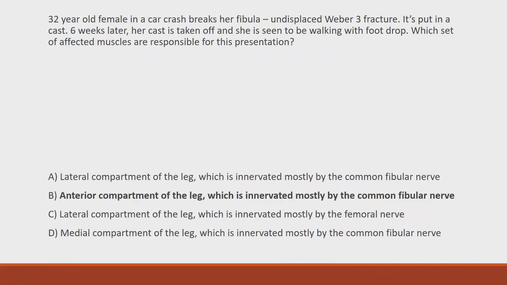The lateral compartment of the leg is mainly responsible for eversion of your foot. And it's those three really weird muscles, like your peroneus longus, brevis, tertius. So they evert your foot, and they're not very important in dorsiflexing your leg.